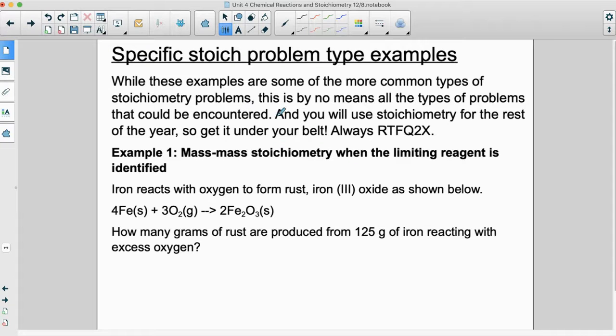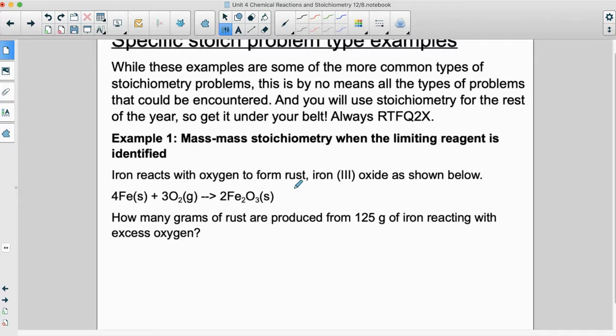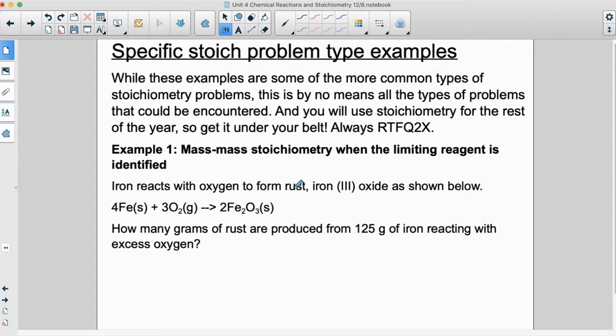So here's our first problem type. These problem types that we're going over are not the whole exhaustive list of types of problems that you could encounter. But this is a large example of them, and stoichiometry is so important. You'll use it for the rest of the year in chemistry. It is kind of like the bread and butter of chemistry. So important to understand this.